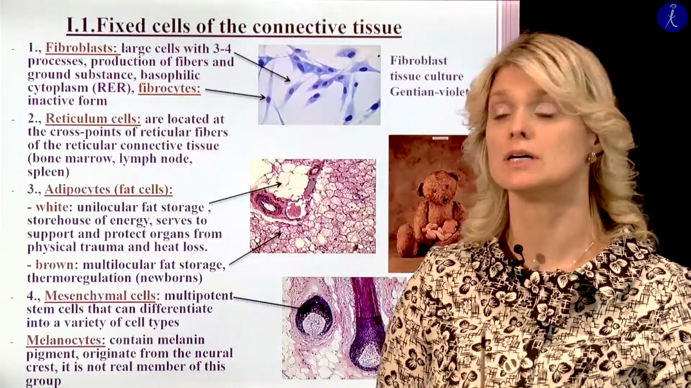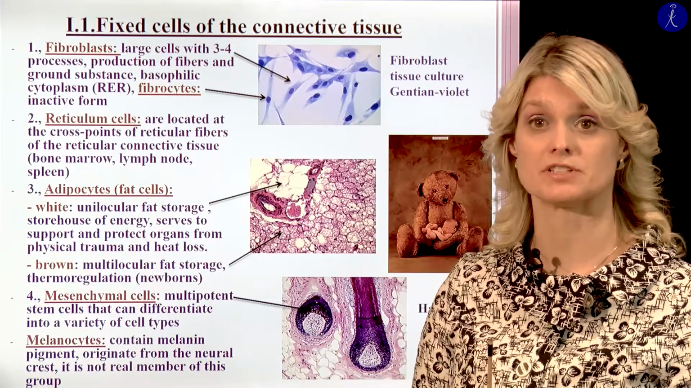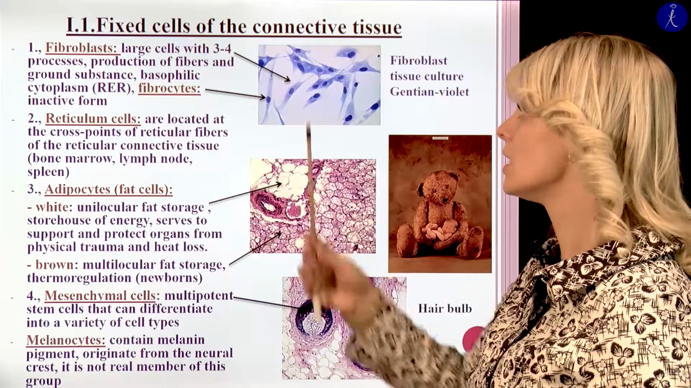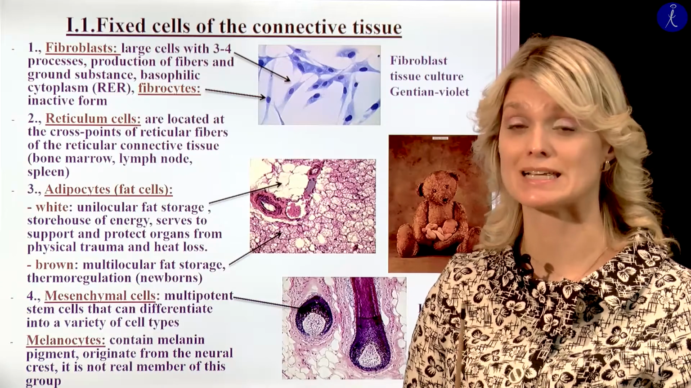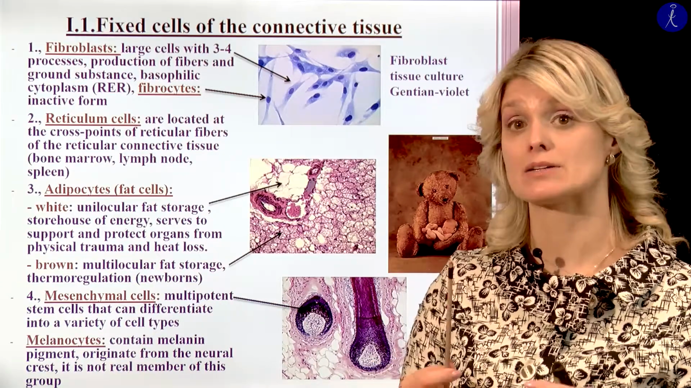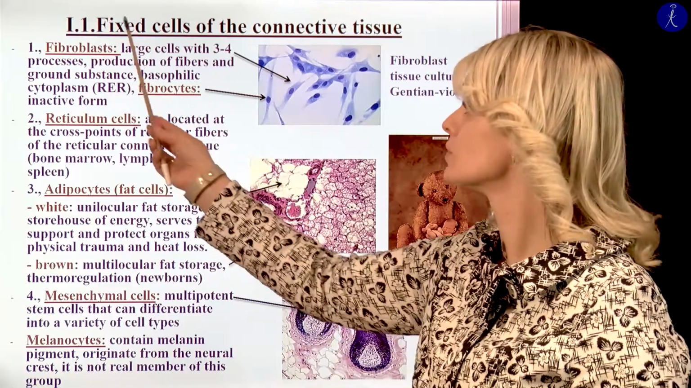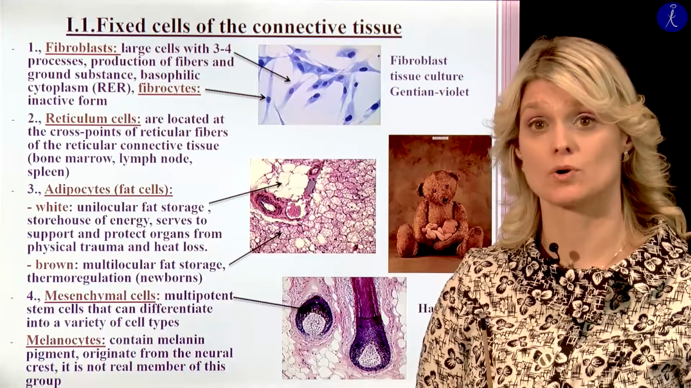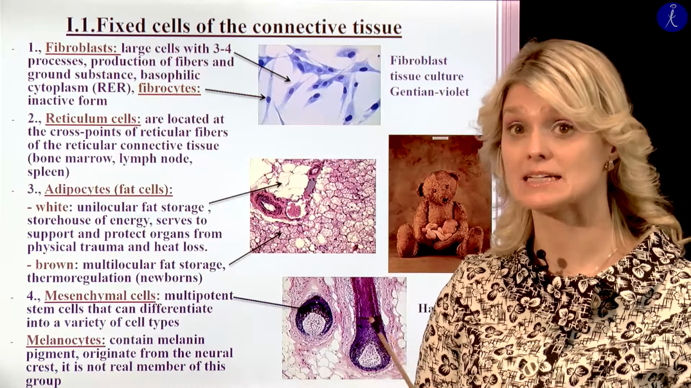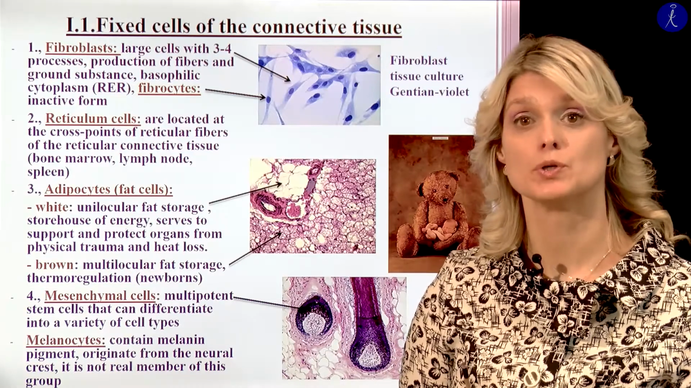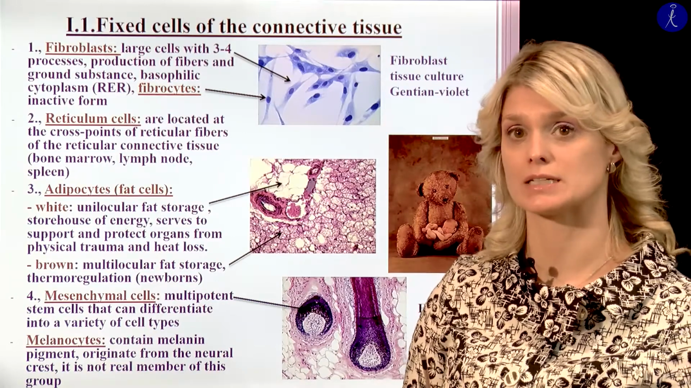So let's see now the description of the different cells of the connective tissue. First, I would like to talk about the fixed cells of the connective tissue, which means that they do not migrate. They are there, they do not change position. Very important, the first cell of the connective tissue is called the fibroblast. The fibroblast is an active cell which will produce the fibers and the ground substance of the connective tissue.